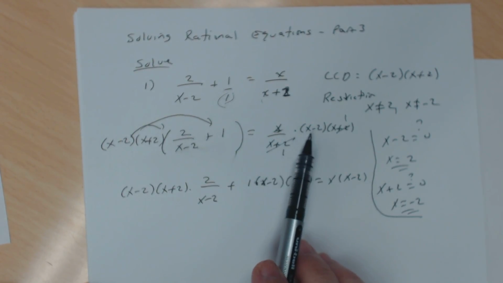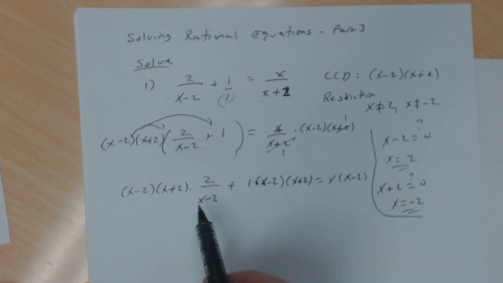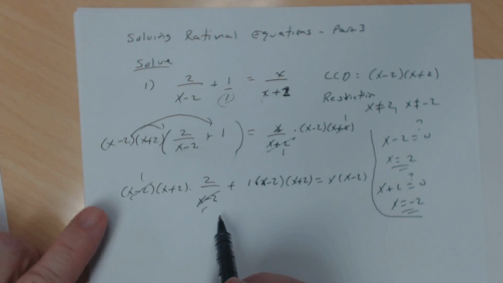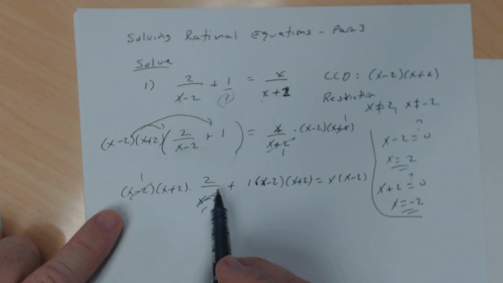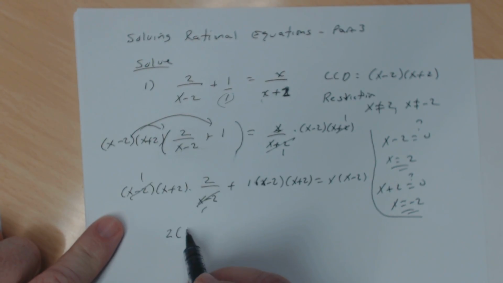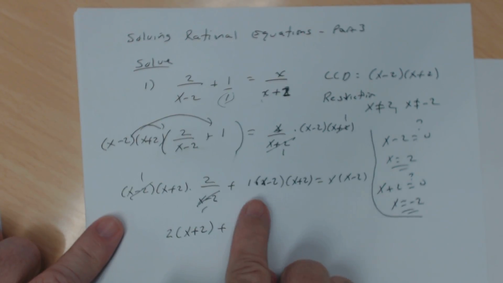So x times x minus 2. Over here, these x minus 2's divide out. So you get factors of 1 in their place, and you end up with 2 times x plus 2. So that's 2 times x plus 2. All right, plus, I'm going to go ahead and rewrite this.